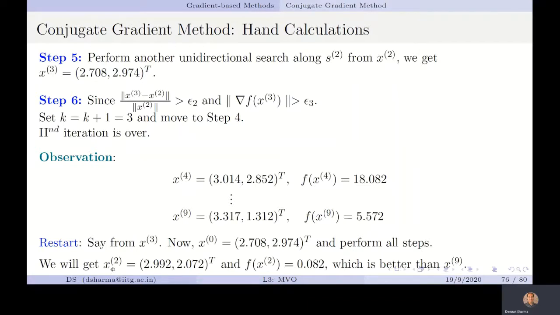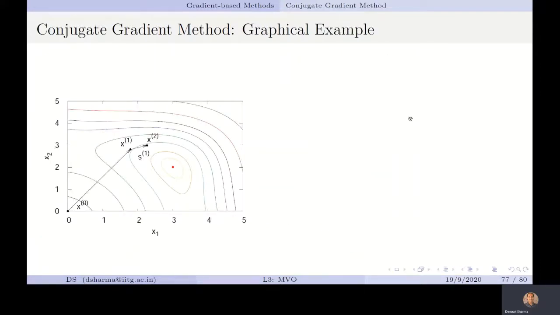What you will realize is that the new point is 2.992, 2.072, and the function value is 0.082. As you can see, this vector is already close to 3 and 2. And we can say that after restart, the vector which we get is already better than X9, as compared to our previous calculations.